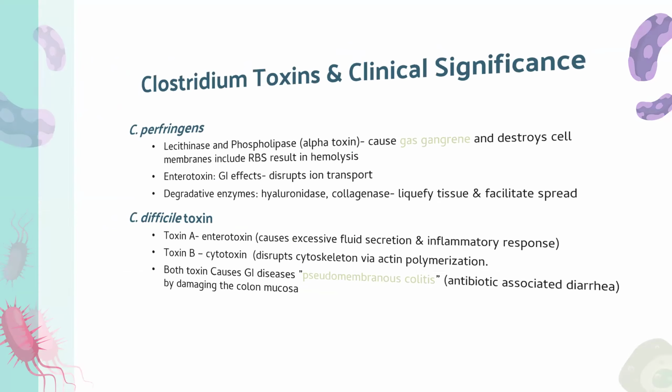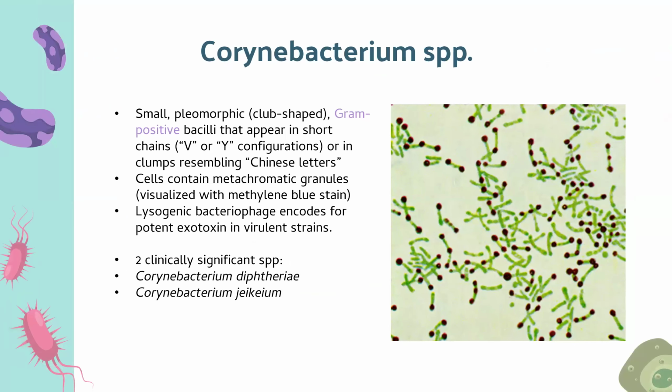Last genus we will be talking about is Corynebacterium. Corynebacterium are small, pleomorphic, club-shaped. The way that I look at them, it kind of looks like a pot with two handles on either side that you're just carrying. That's the way that I have always seen it.